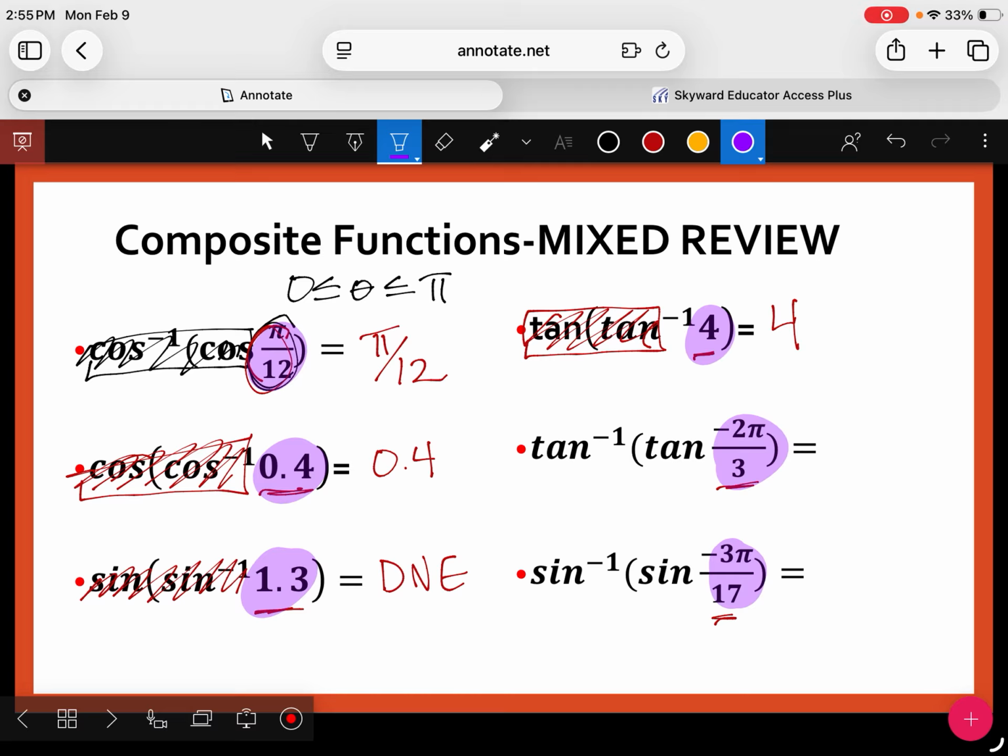All right, tangent. Again, tangent is between -pi over 2 and +pi over 2, but we can't use -pi over 2 or +pi over 2. So the first thing we're going to do is look at our unit circle and find -2 pi over 3. So that's a little tricky.